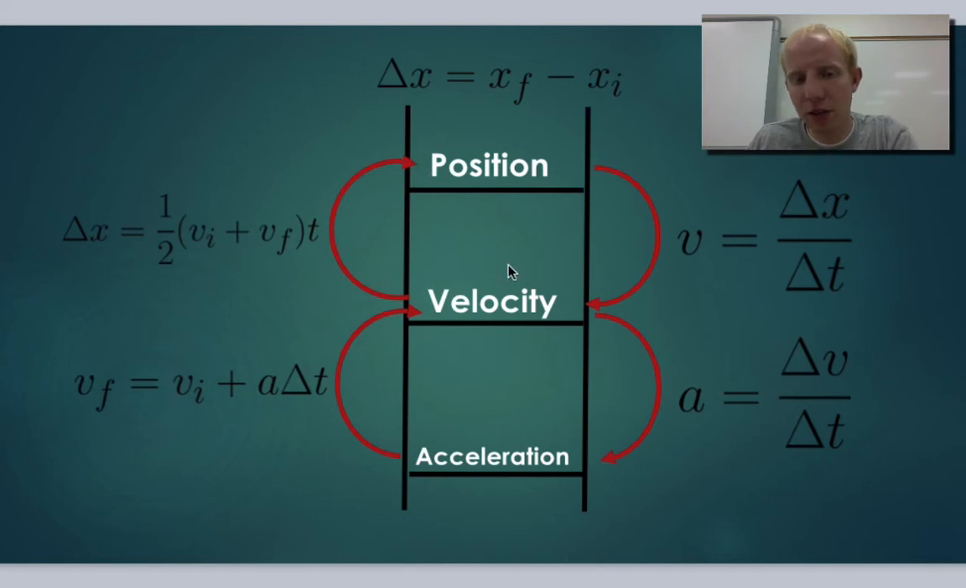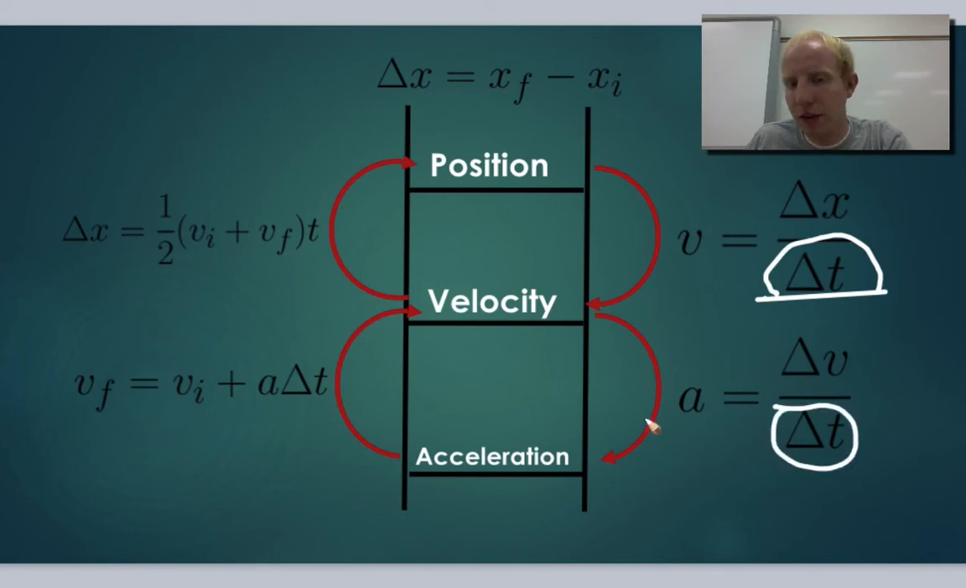So we have these cool relationships between going down the ladder and going back up the ladder. And if you notice, every single time that you're going down the ladder, you're going to be dividing by time in some part of the equation. And if you also notice, if you need to go up the ladder, you're going to be multiplying by time in some part of the equation.